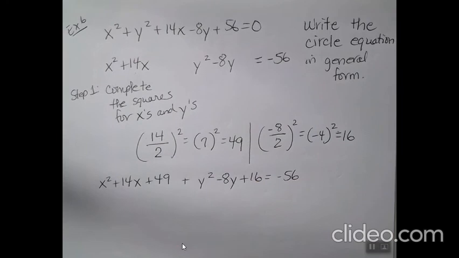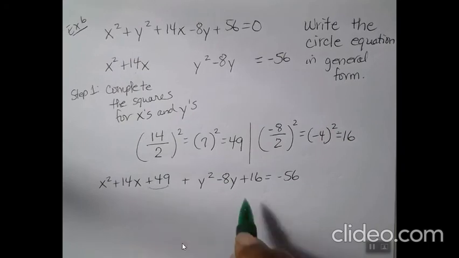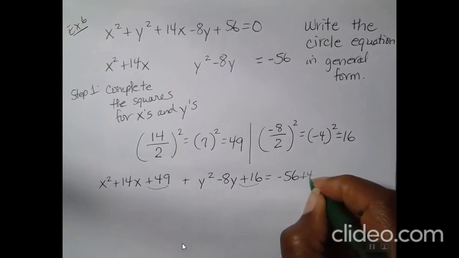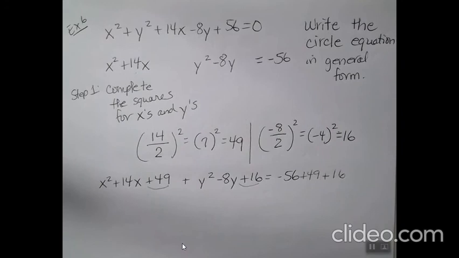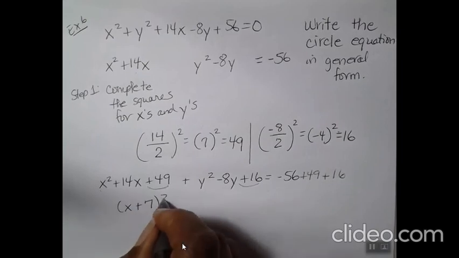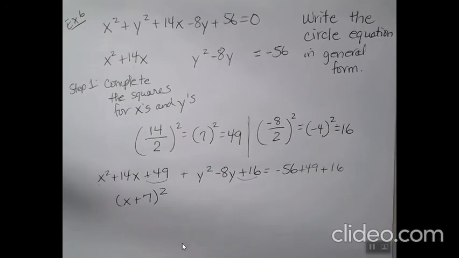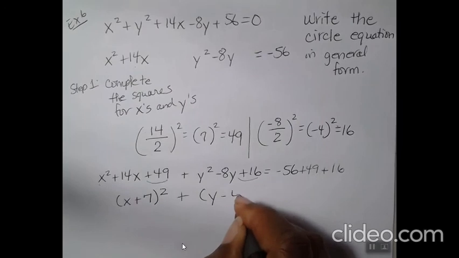Now, in order to make sure that we keep our equations balanced, we need to do the same thing to the right that we did to the left. Over here, we added 49. We also added 16. We need to do the same thing over to the right side of this equation. Add 49 and add 16. So now x squared plus 14x plus 49 is (x plus 7) squared. And the y equation here is (y minus 4) squared.